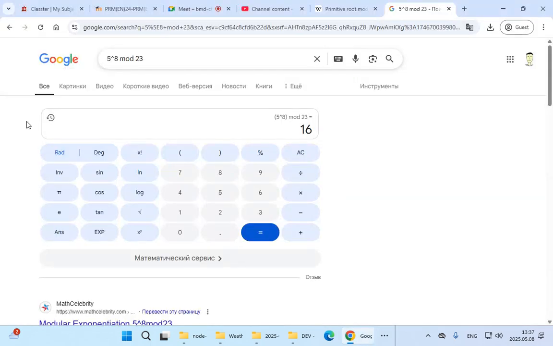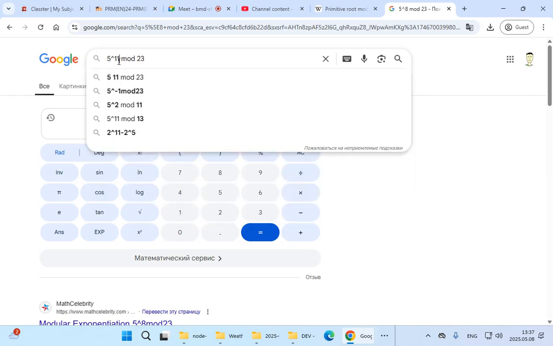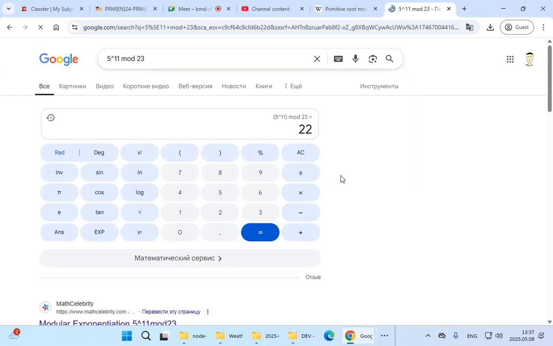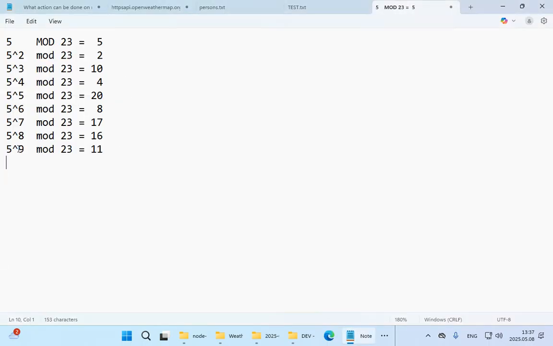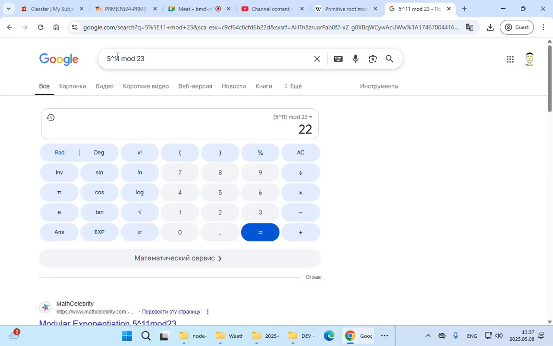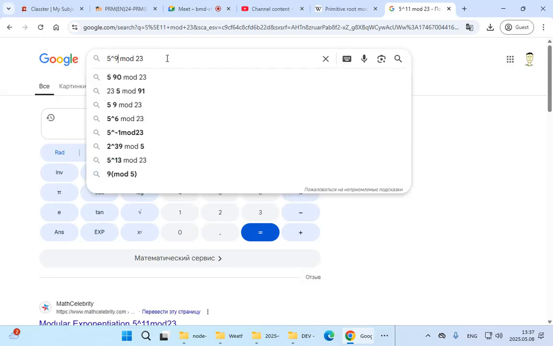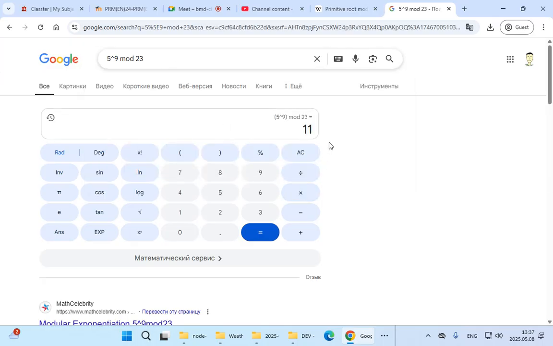We can check. It always helps understanding when we check. It's 20. Yeah, 22. Why? But wait, I put 11. I didn't put 9. Sorry, it was my mistake, because it's 11. Yeah.